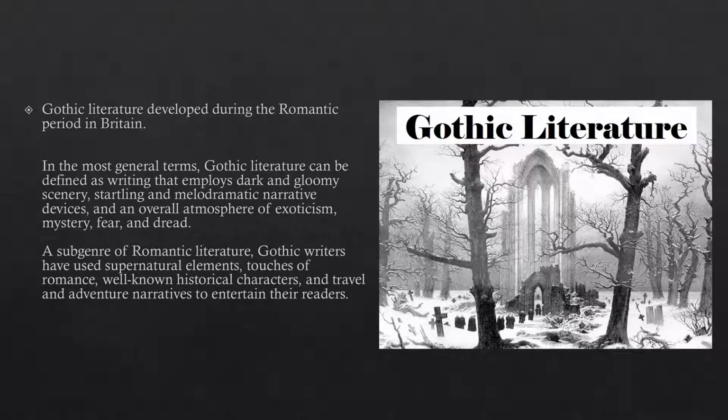So, what is Gothic literature? A subgenre of Romantic literature, this kind emerged during the Romantic era in Britain. In most general terms, we can depict it as a writing style that conveys dark and gloomy scenery, includes melodramatic narrative devices, and an atmosphere of exotism, mystery, and fear.